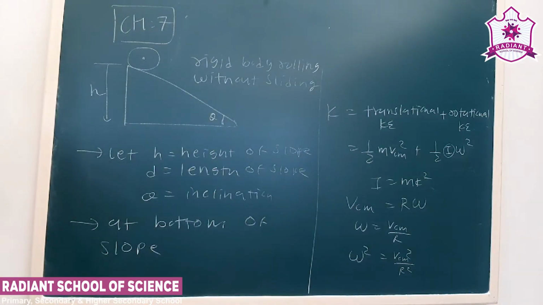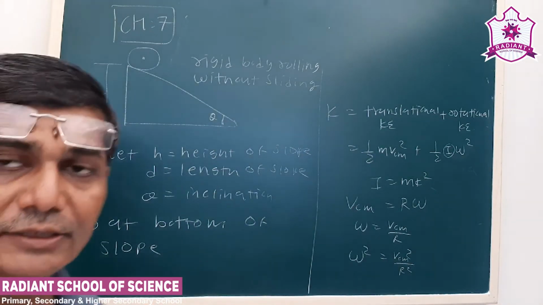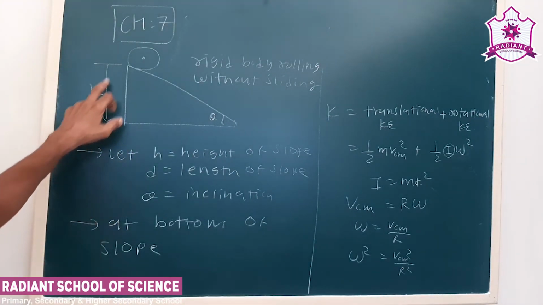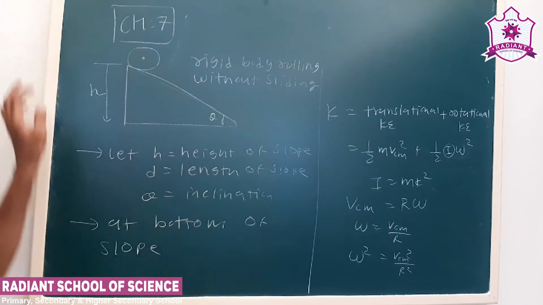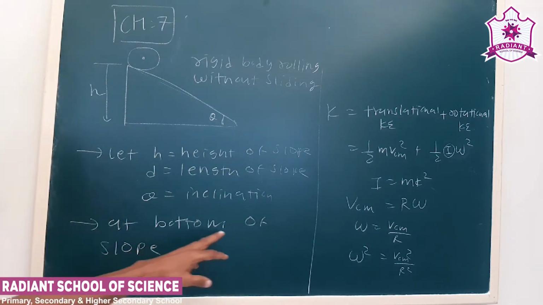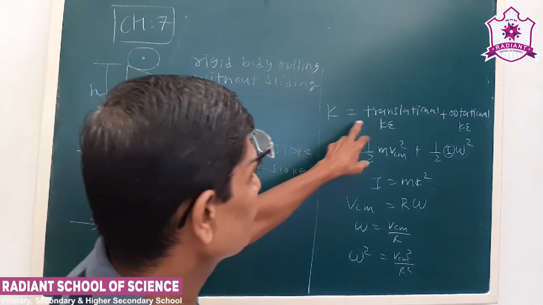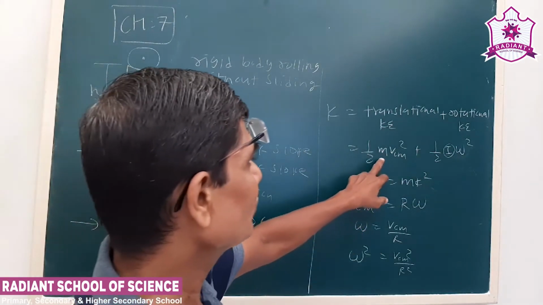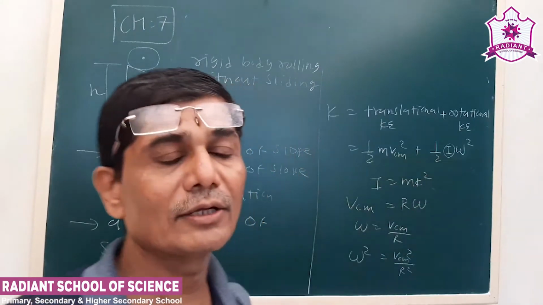Now here we assume the rigid body rotates about its center of mass. h is the height of the slope, let us say d is the length of the slope, and theta is the inclination. At the bottom of the slope, the total energy is translational kinetic energy plus rotational kinetic energy. That is 1 by 2 m VCM square plus 1 by 2 I omega square.